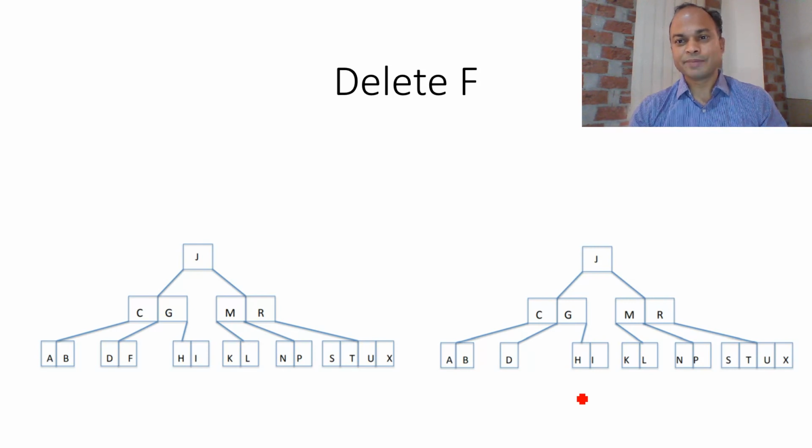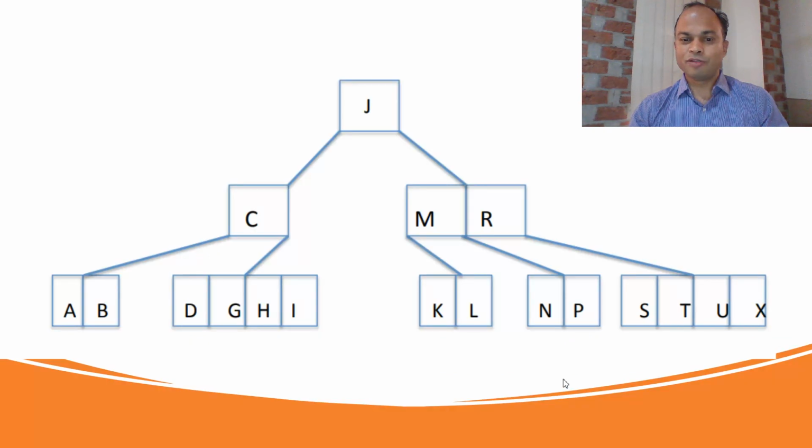The solution is merging. We have to merge D either with the left neighbor or the right neighbor. The choice is ours, and we are merging here with the right neighbor. If we merge, then D, H, I are merged and G also comes downwards. So therefore we have a structure like this: D, G, H and I. So in this way we can perform the delete operation.